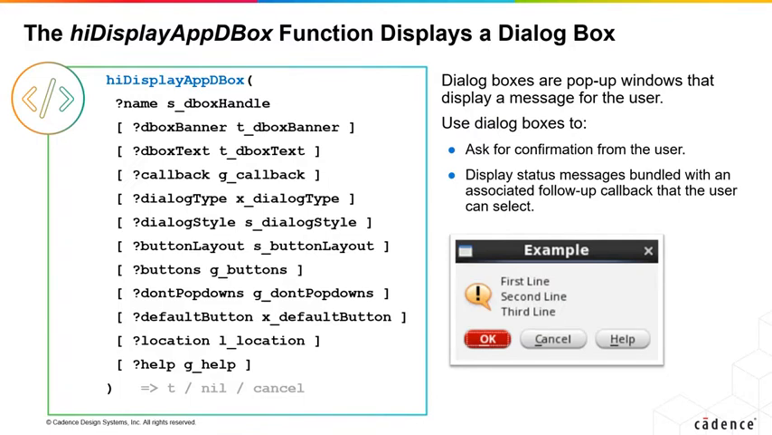You can also specify your own buttons. You can specify for buttons not to pop down. So when the button's clicked, the dialog box does not go away. You can specify a default button. You can specify a location. You can also have additional help for that particular dialog box. So again, its main purpose here is to display it and allow the user to interact with it.